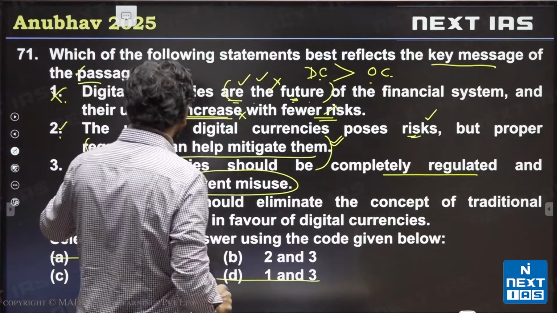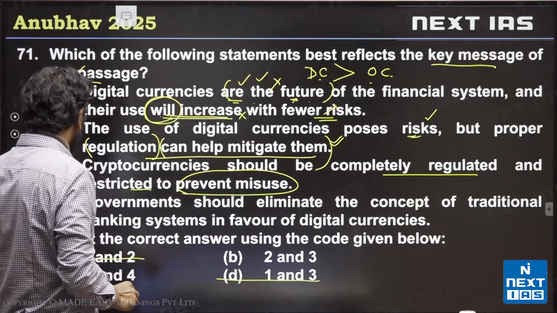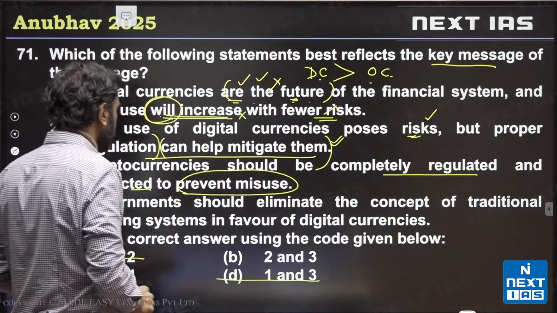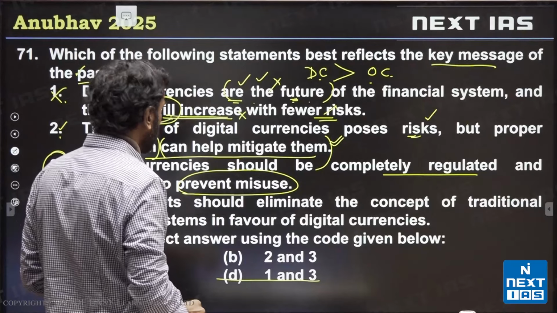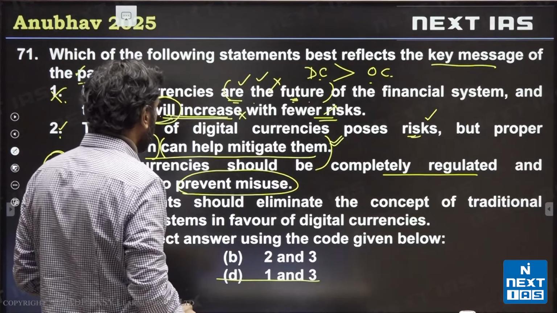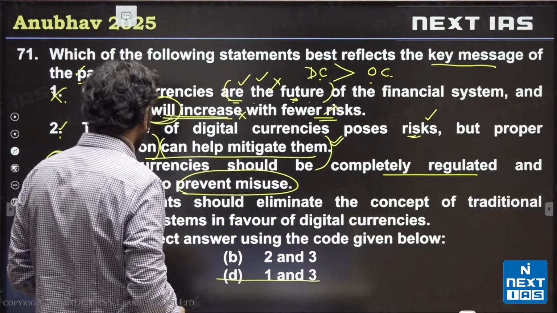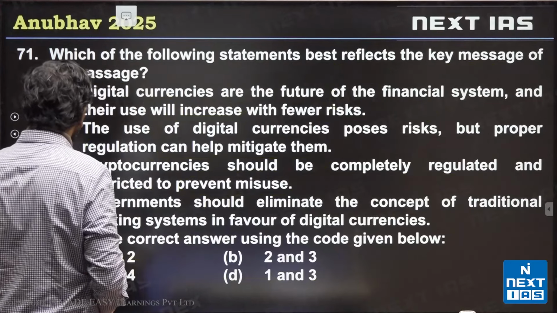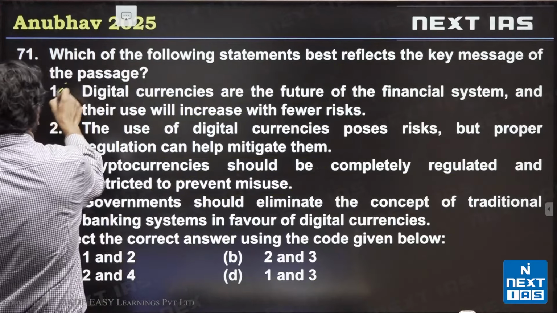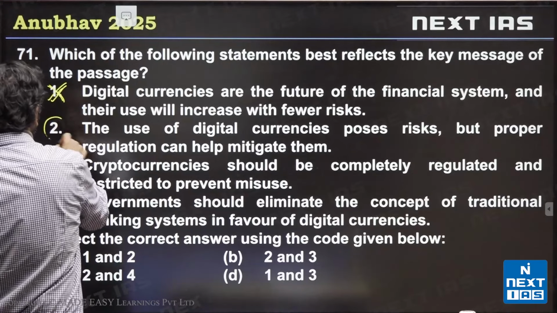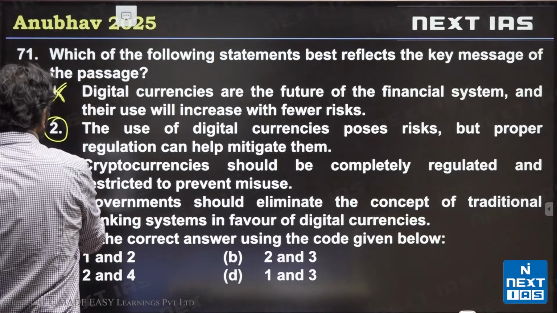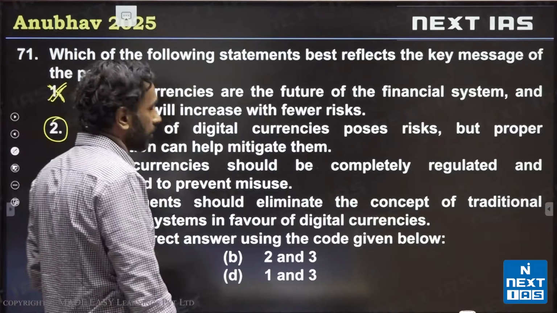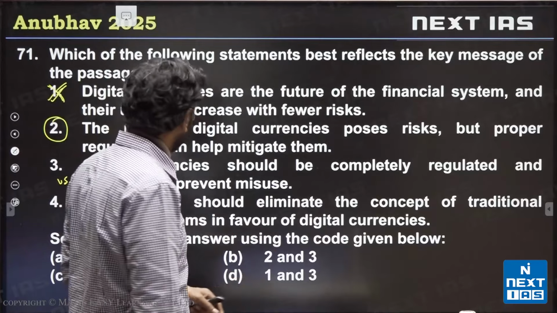Okay, so we'll look at 3 again and we'll look at 4 again. 4 says government should eliminate the concept of traditional banking systems in favor of digital technologies. So, okay, let's say 1 is completely invalid, 2 fits. Now you have to choose between 3 and 4. Okay, you have to choose between options 3 and 4.